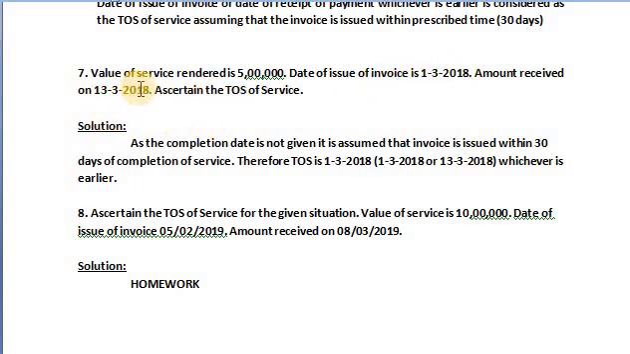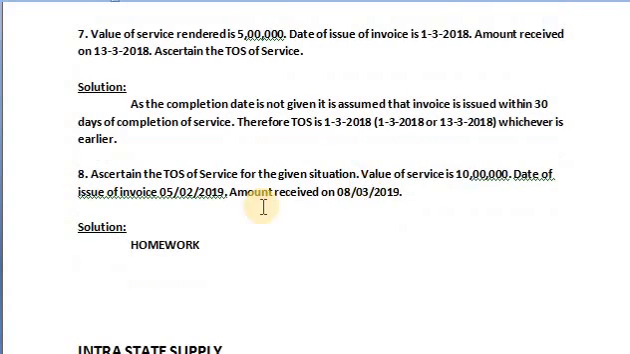1/3/2018, 13/3/2018. That means the time of supply of services is 1/3/2018. Clear? If they had given part advance amounts like that, we would have done it differently. But here the full payment has been done. So in that way, we go for calculating the time of supply.